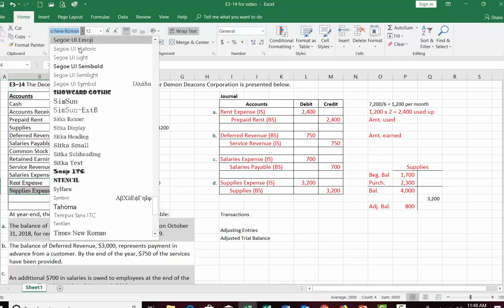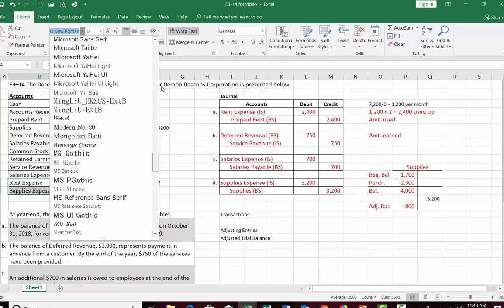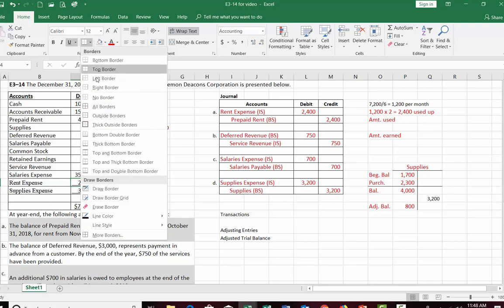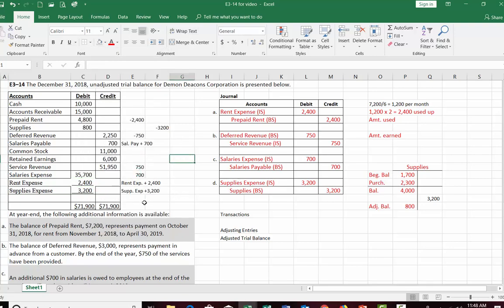Let me take out these underlines, though, because only the last one should be underlined. We don't want to get confused. Okay, there we go. And notice that our totals here, because this is a sum of everything, are showing that our adjusted trial balance is balanced. We'll call these totals. So that's our adjusted trial balance.